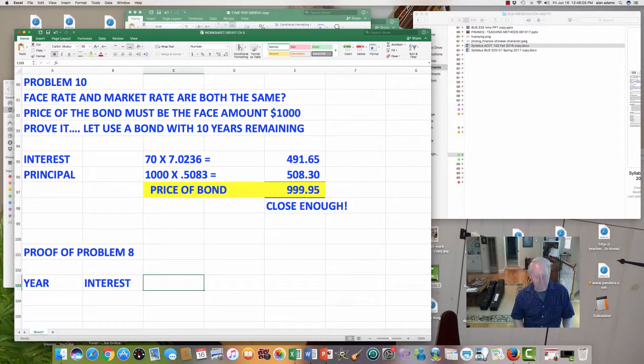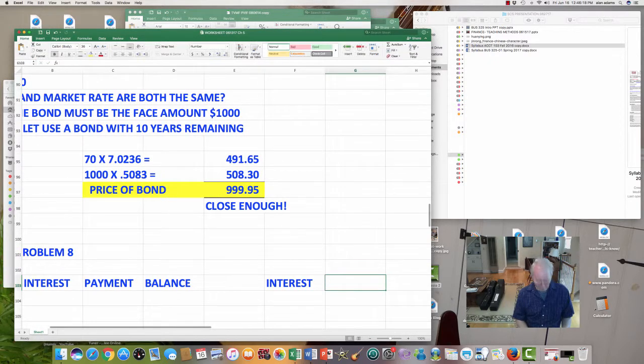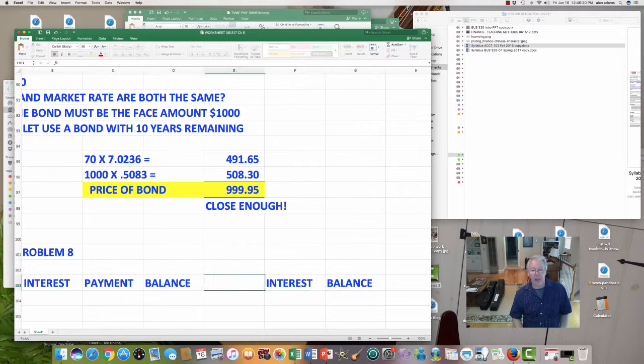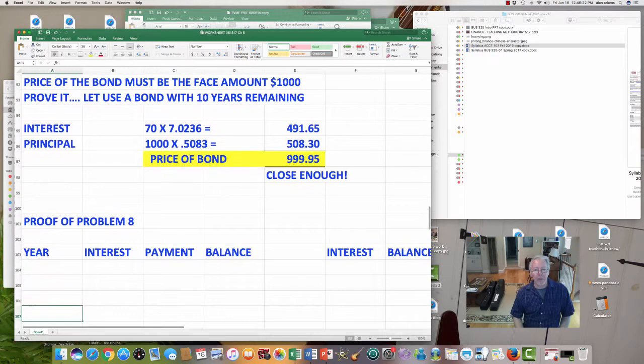Okay, bear with me. And the amount of the bond remaining. Okay? Then I'm going to come out here and I'm going to put the interest and the balance on the principal. Now remember, the value of a bond is going to be equal to the present value of the stream of payments for interest and the present value of what you get at the end.